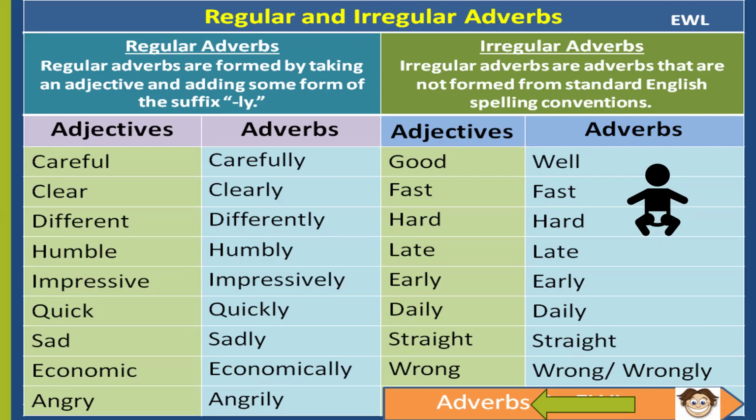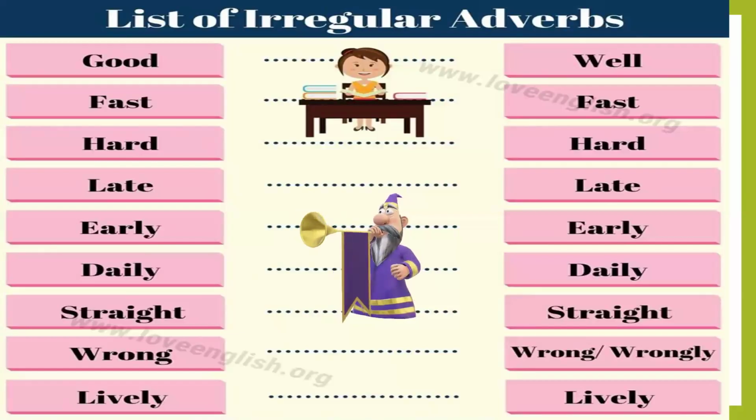Adjective good, adverb well. Adjective fast, adverb is the same, fast. Hard, adjective, adverb is the same, hard. Adjective is late, adverb is also late. Adjective early, adverb is also early. Adjective daily, adverb is also daily. Adjective is straight, adverb is also straight. Adjective wrong, adverb is also wrong or wrongly. The only difference is that adjectives modify a noun or pronoun, while adverbs modify a verb, an adjective, or other adverbs. So these are the lists again.